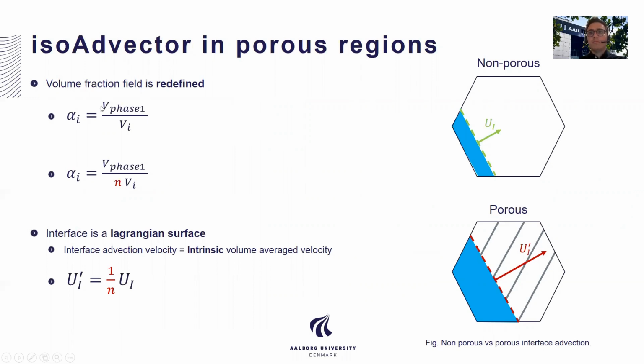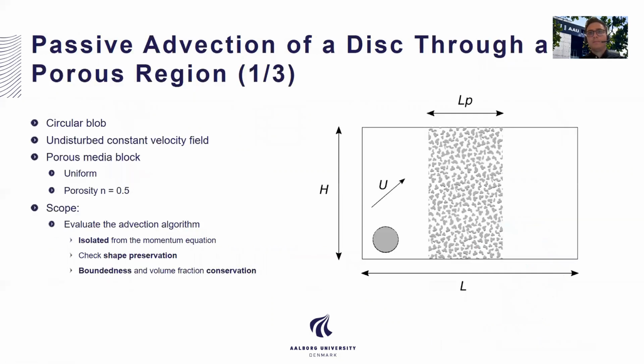Initially, the volume fraction has to be redefined because when a porous material occupies a cell, the void volume of a cell is not anymore its total volume. As a result, it has to be multiplied by its porosity value in order to retrieve the actual void volume. This action will keep the volume fraction field between 0 and 1. The second step is to account for porosity in the interface advection velocity. Since the interface has essentially a Lagrangian nature, the interface advection velocity is calculated as the intrinsic volume average velocity. In other words, the superficial velocity has to be divided by the porosity.